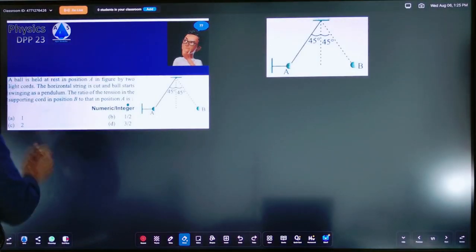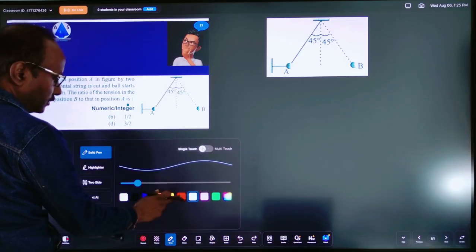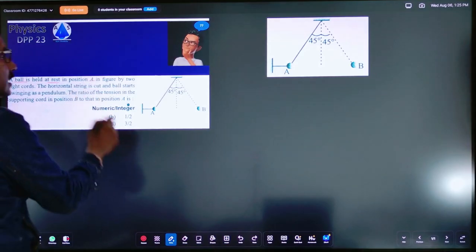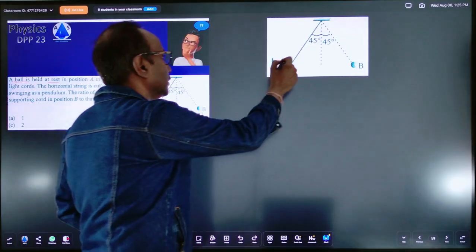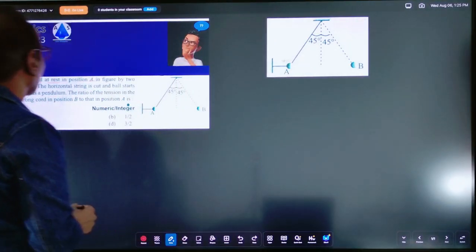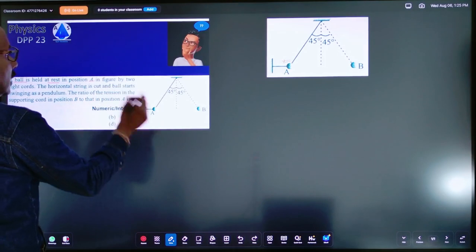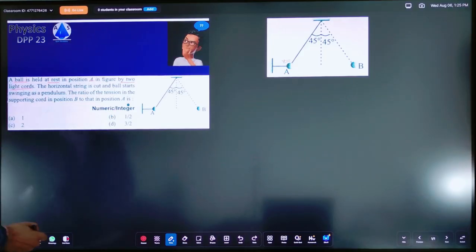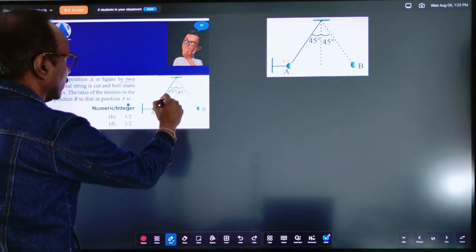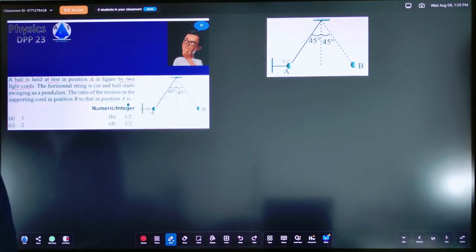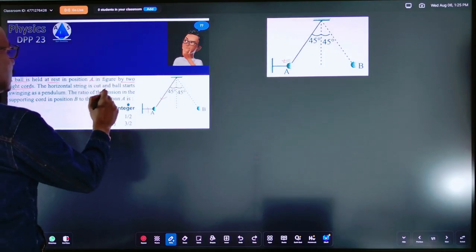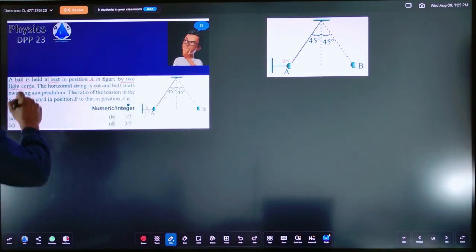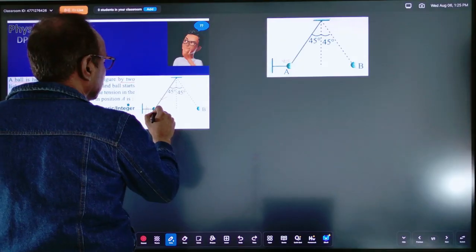A ball is held at rest in position A. At this position, it is at rest. And this ball is supported by two light cords. Light cord means massless. One cord is this, one cord is this. The horizontal string is cut. There it is cut, and the ball starts swinging as a pendulum.